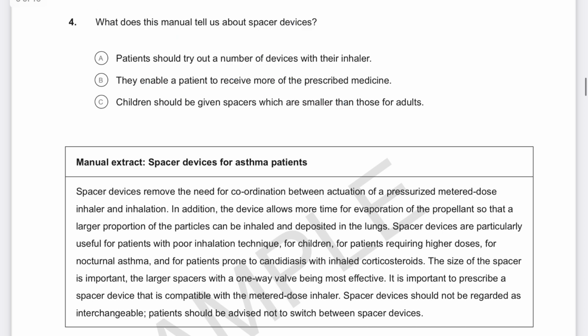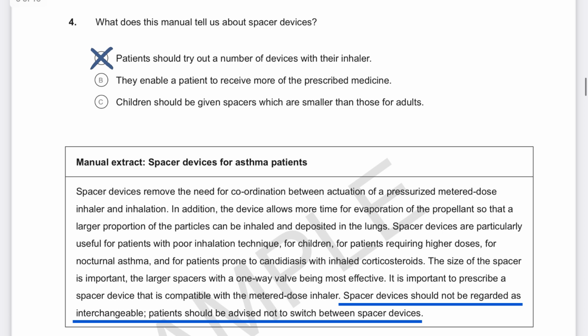Now let's go to the question. What does this manual tell us about spacer devices? Letter A. Patients should try out a number of devices with their inhaler. So, as we've read here in the last sentence, spacer devices should not be regarded as interchangeable. Patients should be advised not to switch between spacer devices. So letter A is incorrect.